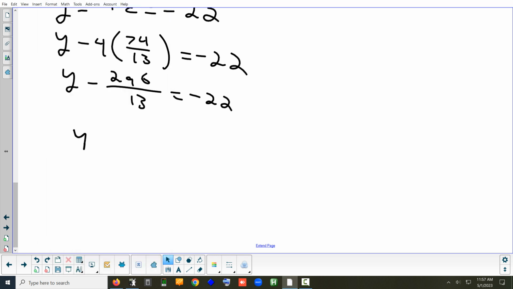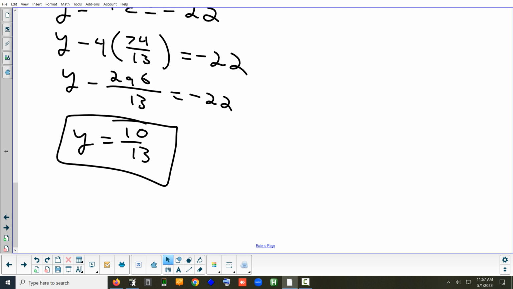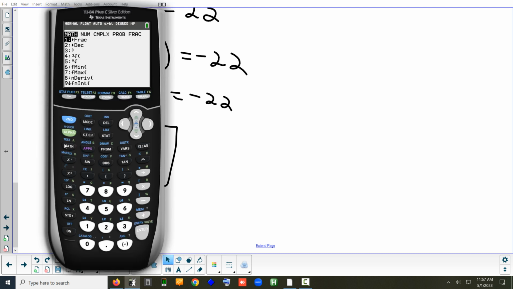Thirteenths. That's very handy. What do you press to convert it? Math, and then the first option, if your most recent answer was a decimal. If it's a decimal that can be a fraction, it'll do it. If it can't, it'll give you back the same decimal.